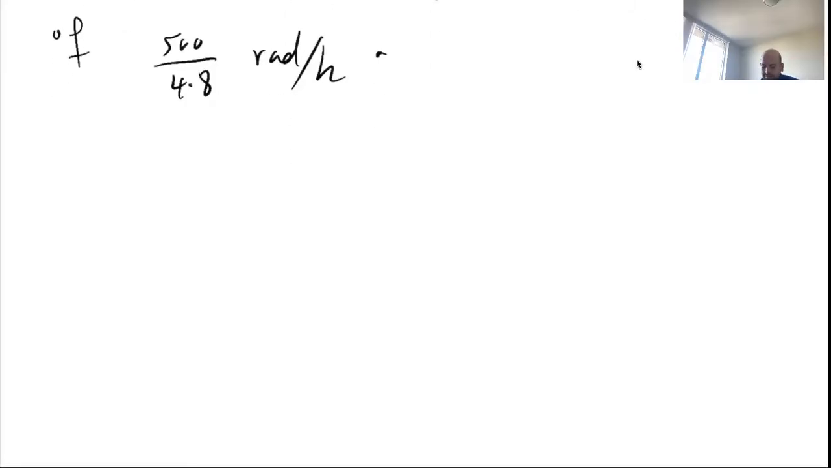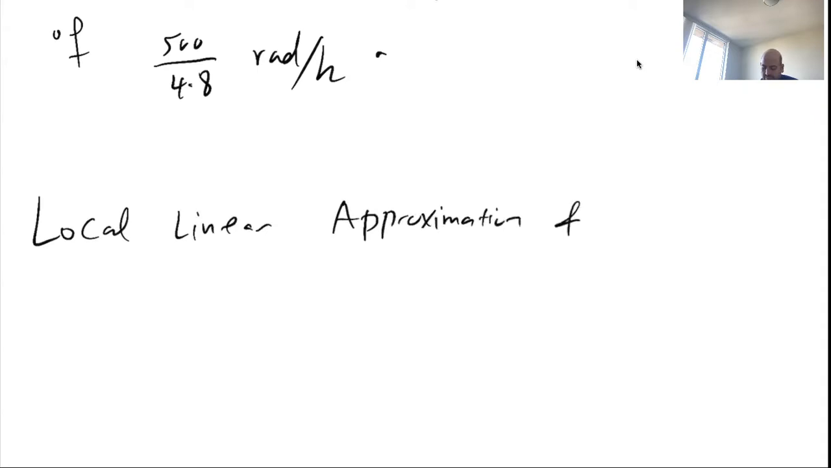All right, guys. So the next topic is local linear approximation. Local linear approximation and differentials. Approximation. Differentials.